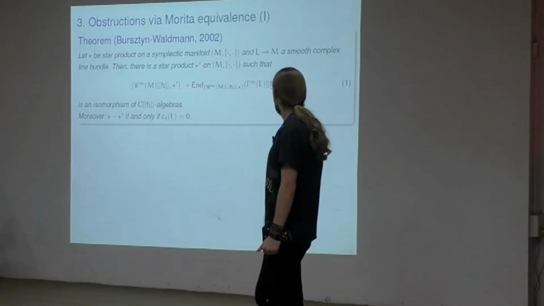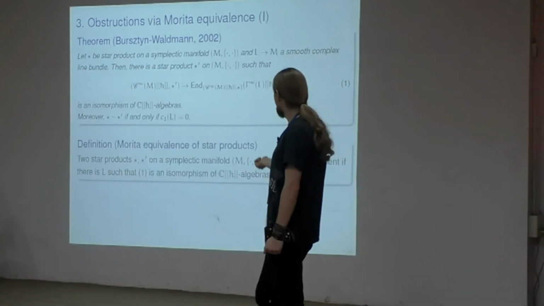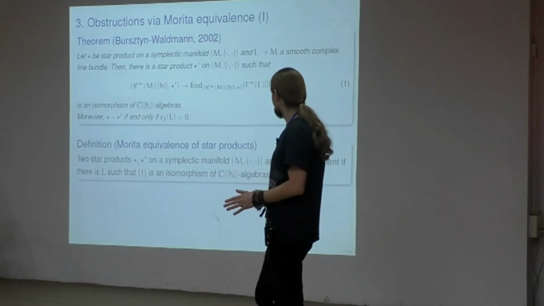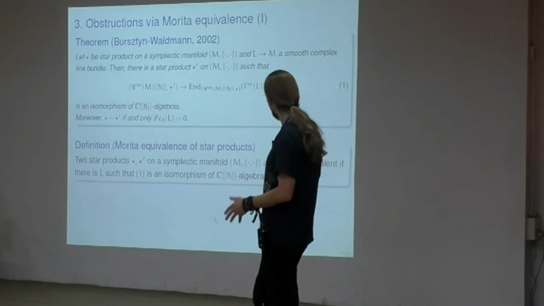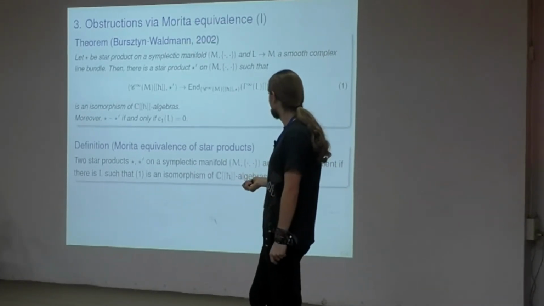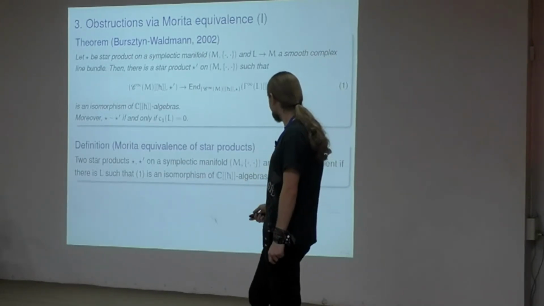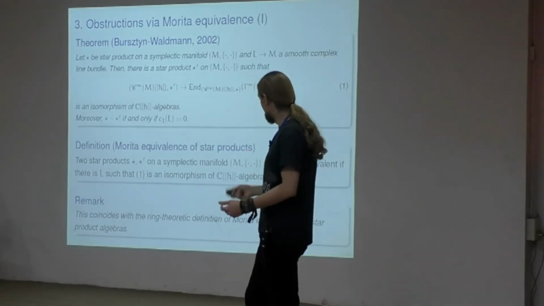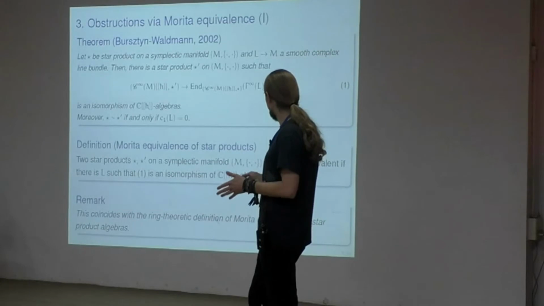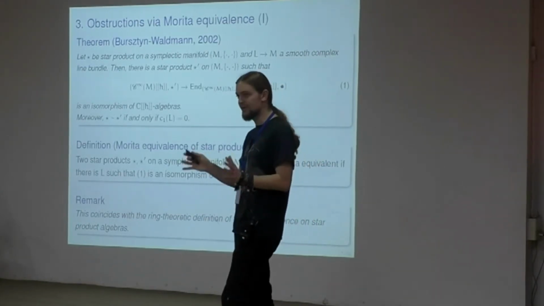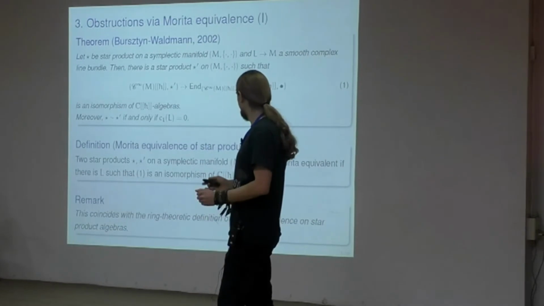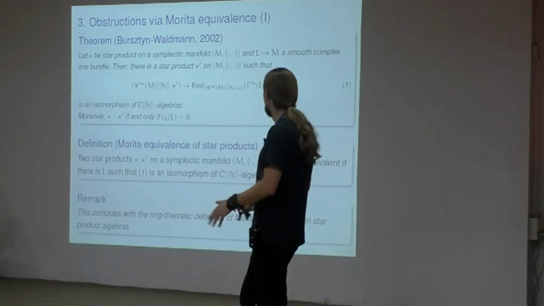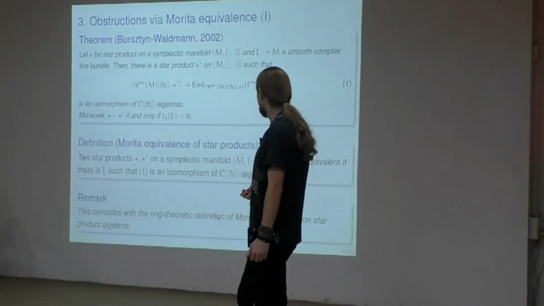Okay, this is the theorem again, and now we can just say that star and star prime, so just any two star products on a symplectic manifold, are Morita equivalent if there's a line bundle and an isomorphism of this form. And what you can prove is that this really gives back the usual Morita equivalence of star product algebras. So this is the correct notion of Morita equivalence in the case of star products. So this is good. So how can we use this for twist star products now?